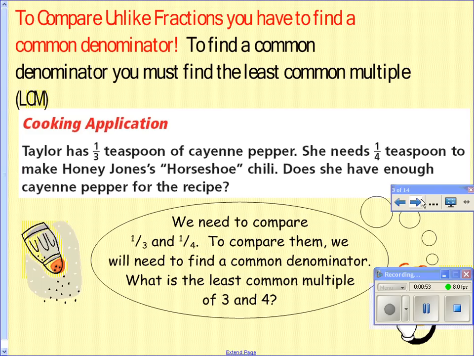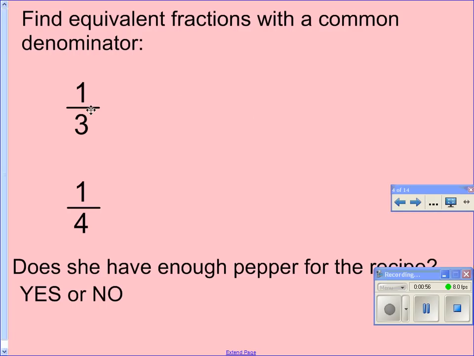Okay, we have to find the common denominator. So a common denominator between 1/3 and 1/4 is going to be 12. So we want to change both of these to have the denominator of 12. What did you do with the 3 to get to 12? Well, you multiplied by 4. That's how you got 12. To make an equivalent fraction, whatever you do to the bottom, you have to do to the top. So you multiply by 4 on the bottom, so you multiply by 4 at the top.